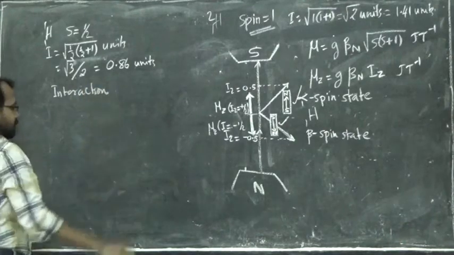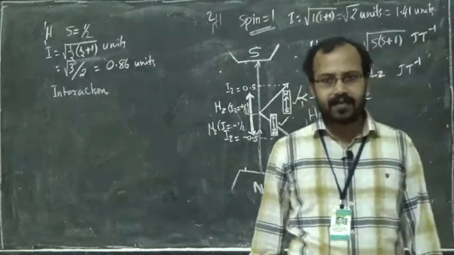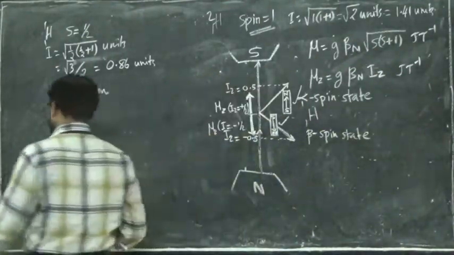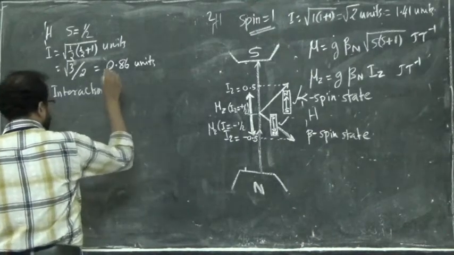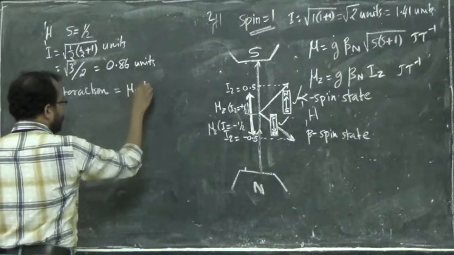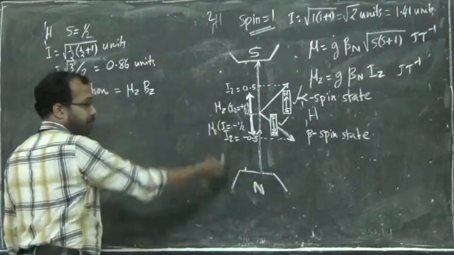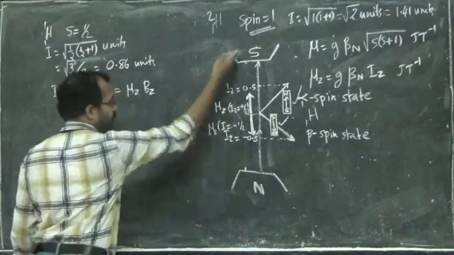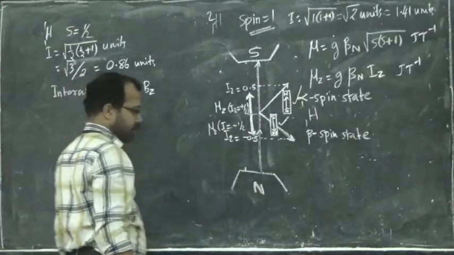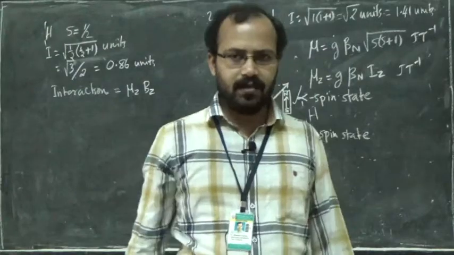So the interaction of the spinning nucleus or spin with the external magnetic field, the extent of interaction, is equal to mu z into Bz, where Bz is the strength of the applied field. We have applied a field here, right? This is the applied field. The strength of the applied field is Bz. It is called Bz because the applied field is in the Z direction.